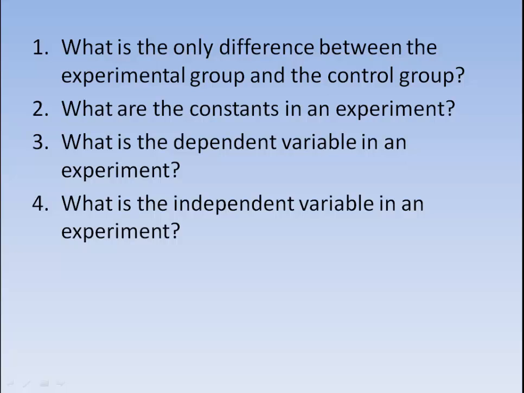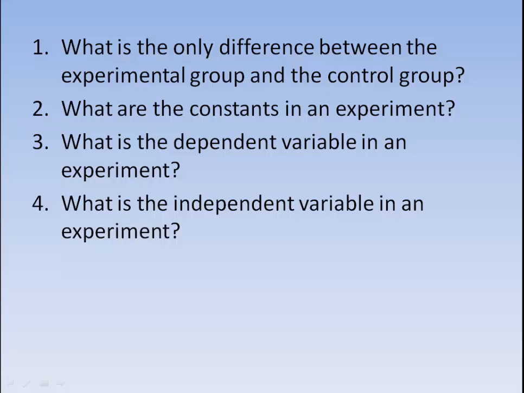What is the dependent variable in an experiment? The dependent variable is the thing that we're going to count, measure, or observe at the end. In this case, it was how high the bean plants got. The dependent variable is going to be affected by the independent variable and is going to respond to the independent variable.